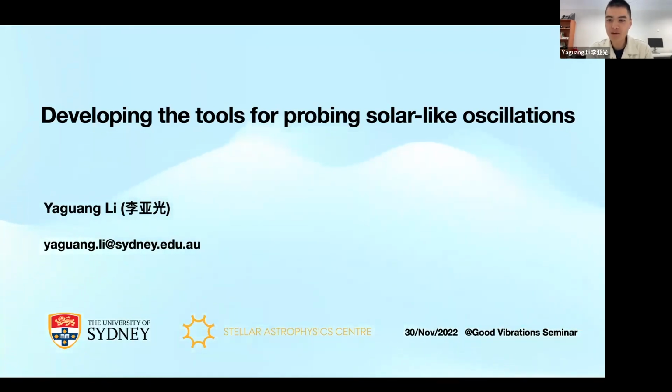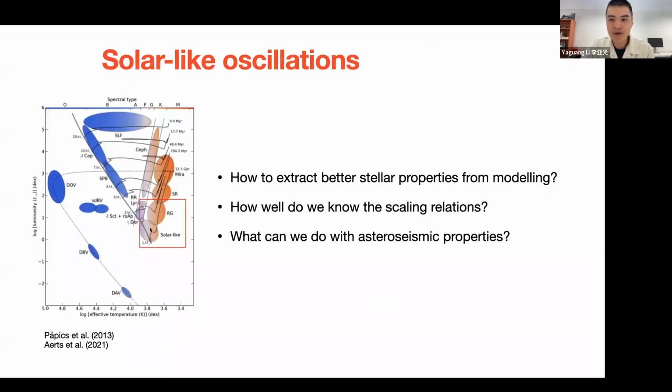So I'm Yaguang, a PhD student here at University of Sydney. I'm in my third year right now, so I'm close to submission in February next year. My PhD research has been mainly focusing on developing the tools for probing solar-like oscillations. Just to remind you that the solar-like oscillations happen at the right part of the HR diagram. So the main targets I'm focusing on will be low mass main sequence stars, as well as low and intermediate mass red giants.